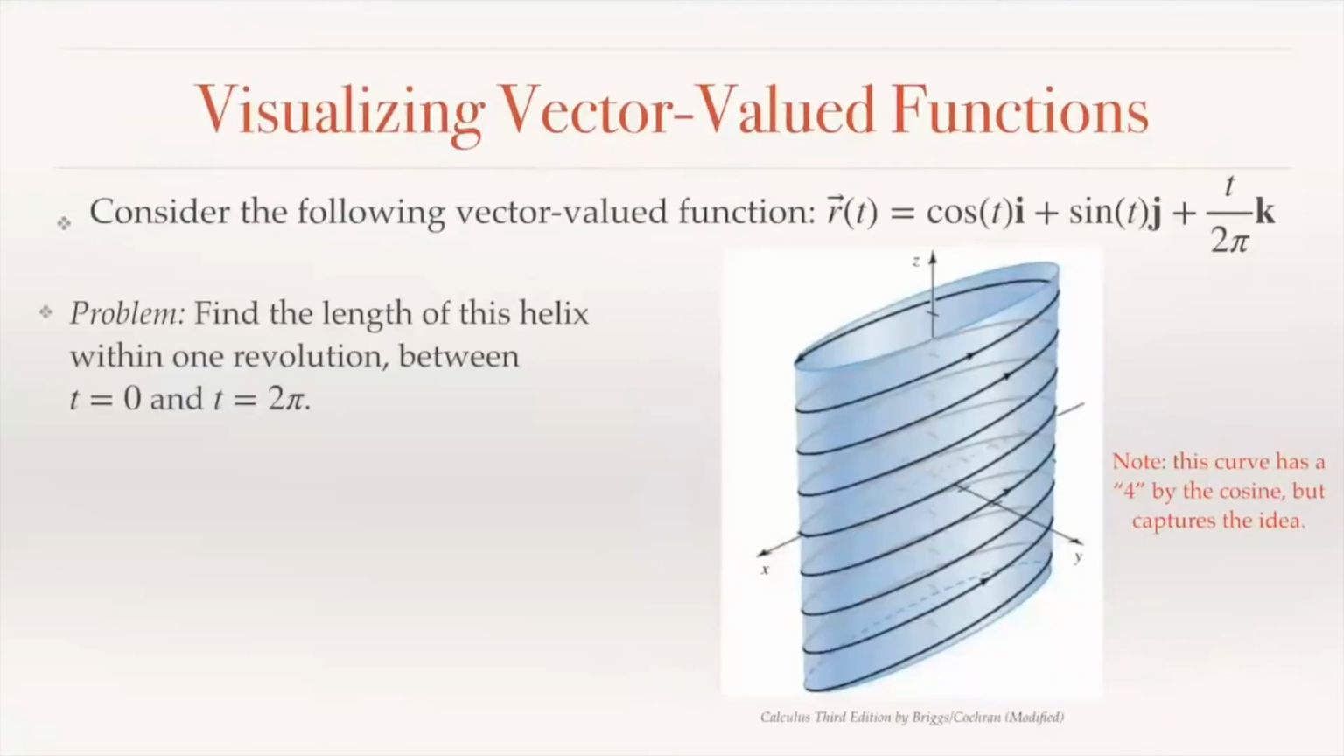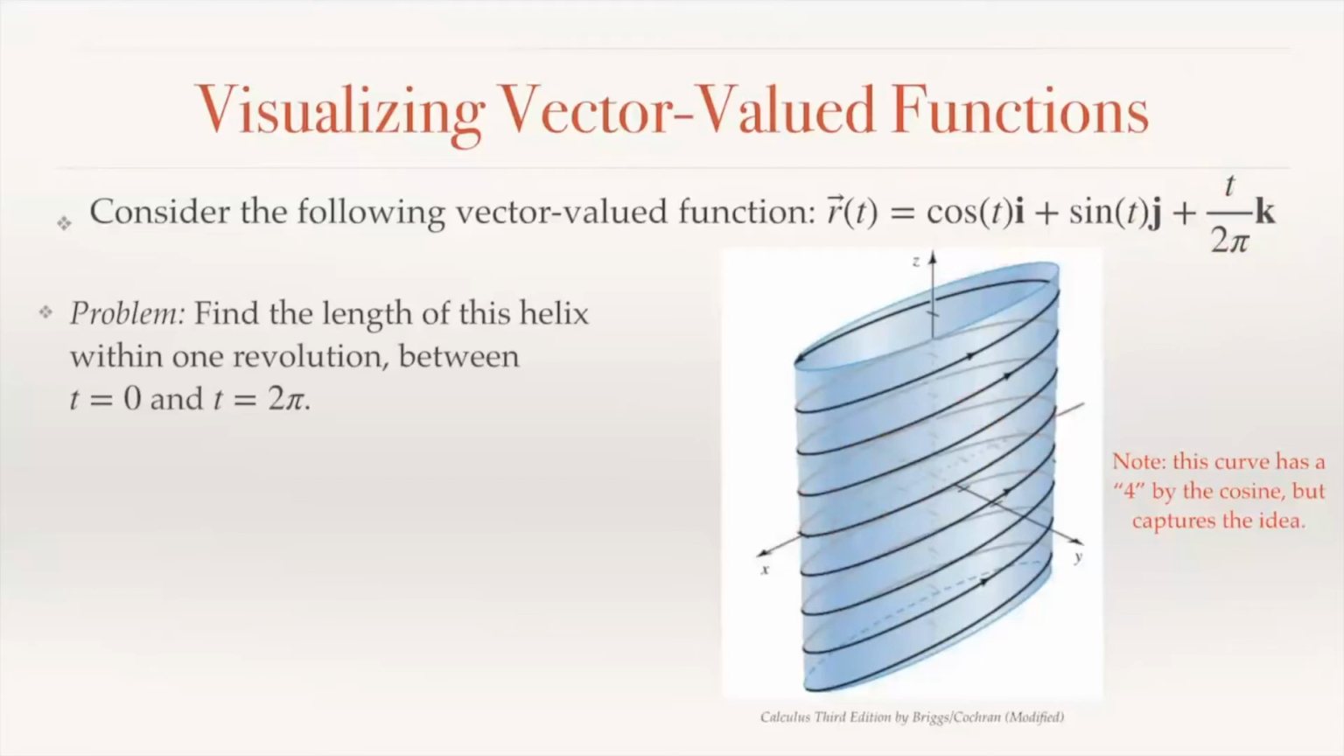So let's do an example. This one will be able to evaluate it precisely. So we considered this ellipse in a previous section. I think it was 14.1. And actually this is not, well, it's a helix. This was cosine t i plus sine t j plus t over 2 pi k. This was the helix whose projection onto the xy plane is a circle, and which goes up by 1 unit every revolution.